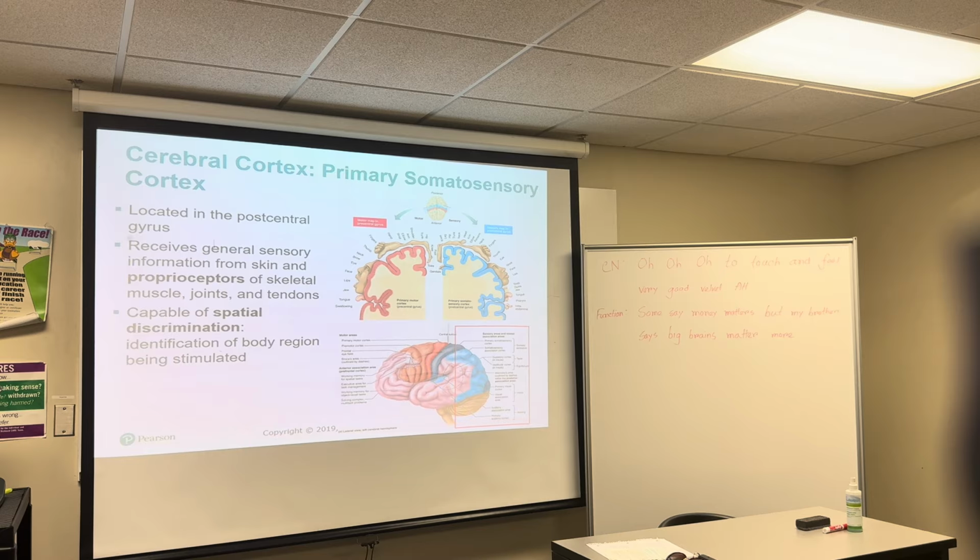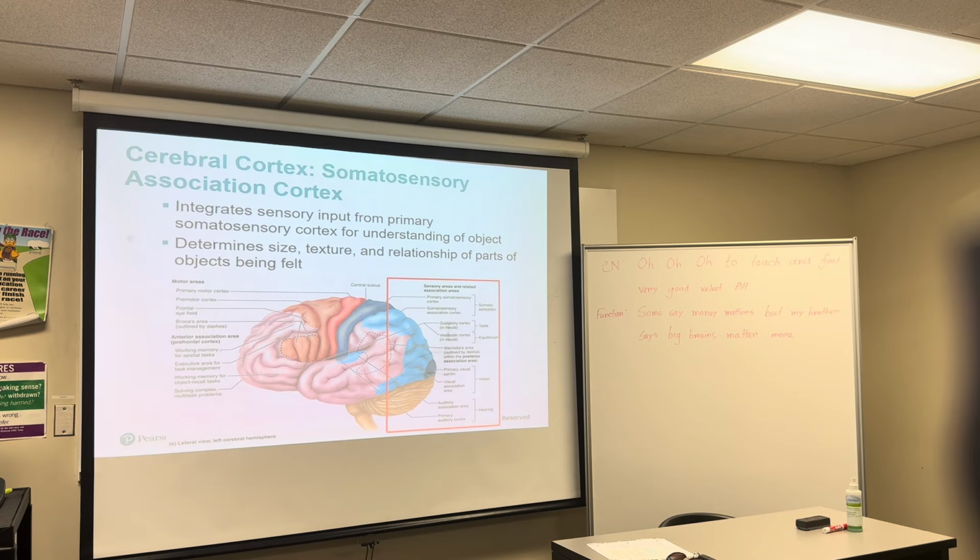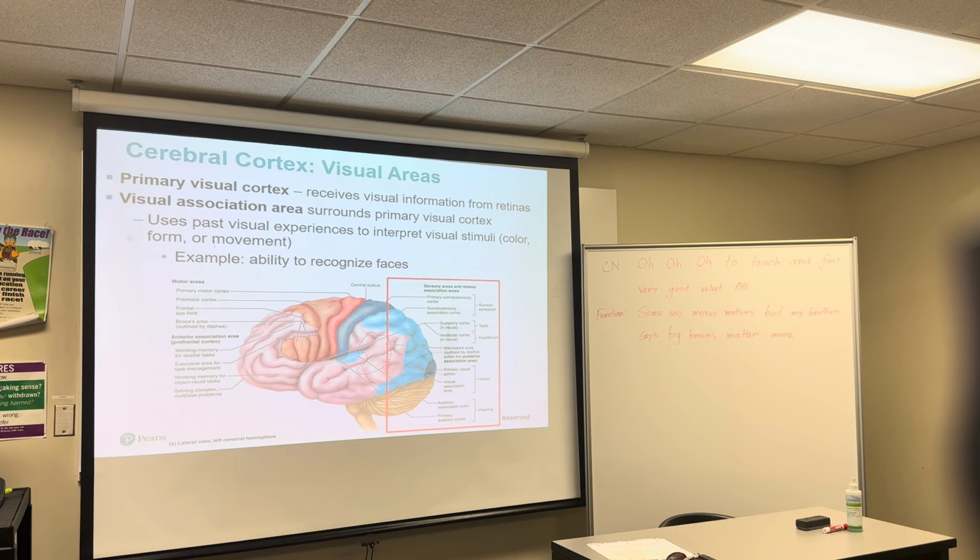Like for example, you are doing a stretch or you are trying to do some exercise. So these signals are received by the receptors. We call them proprioceptors of the skeletal muscle, joints and tendons, capable of spatial discrimination, identification of the body region being stimulated. So your somatosensory association cortex integrates sensory input from the primary somatosensory cortex for understanding of the object, determining size, texture and relationship of parts of the objects being felt.